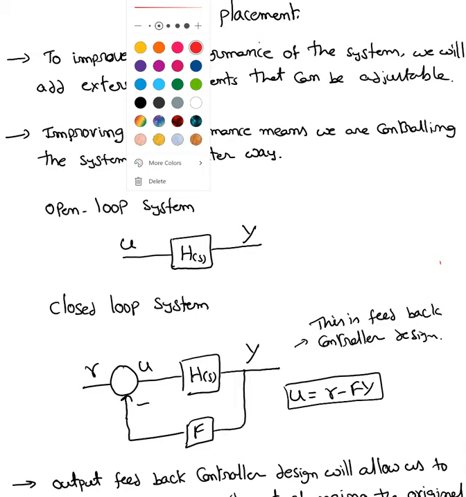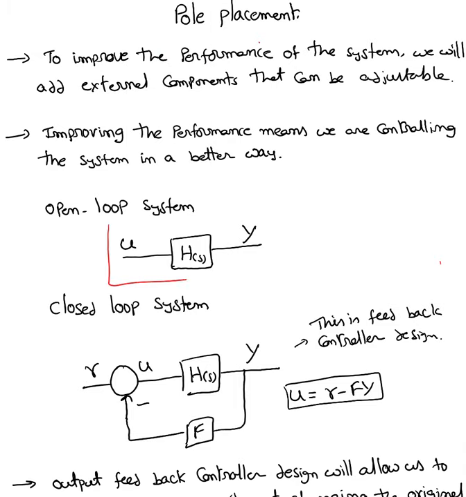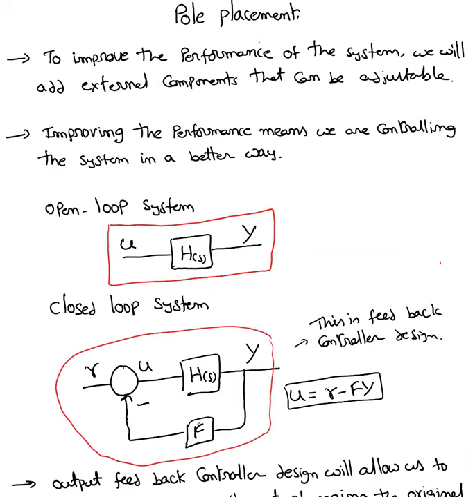So here you have a system, that's an open loop system. Okay, so we don't know what is the performance of the system, but if we want to improve it, what we can do, we can make it a closed loop system by adding a feedback loop. Okay, here I added a feedback loop. Now in this feedback loop, u equal to r minus f, f is the feedback times y.